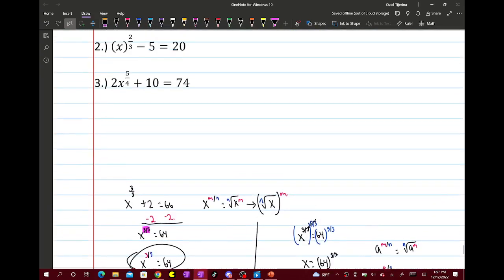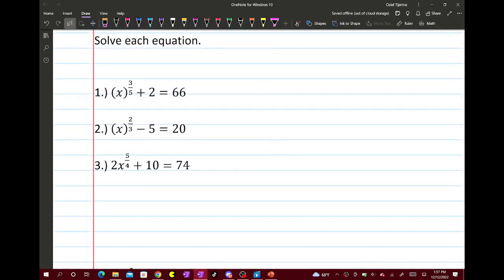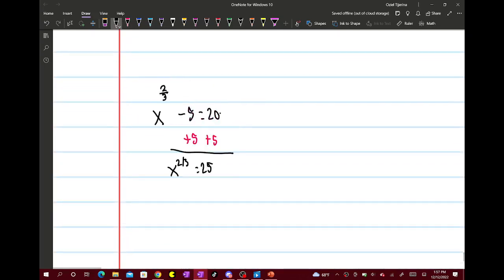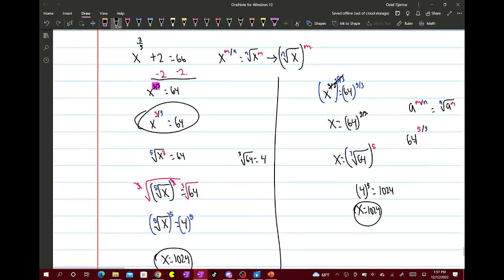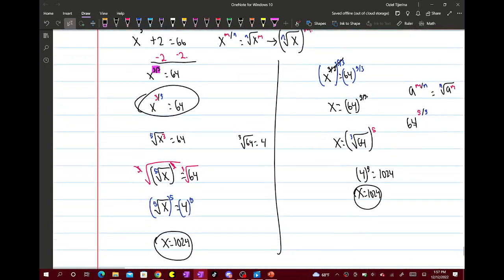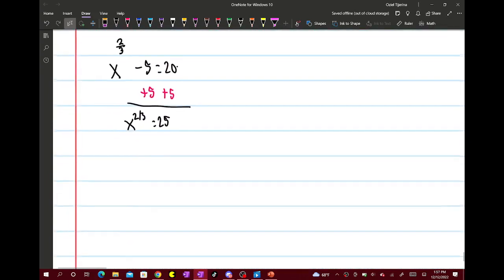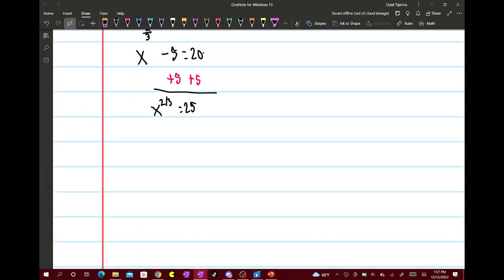The next one that I want to go over is x to the 2/3 minus 5 equals 20. We're going to add 5 to both sides, and we are left with x to the 2/3 equals 25. Like I said, you can either use the radical property, the nth root property, or you can raise it to the reciprocal to make the exponent equal to 1.